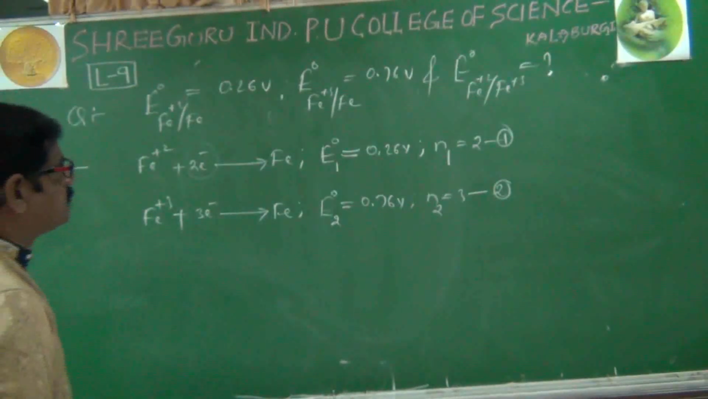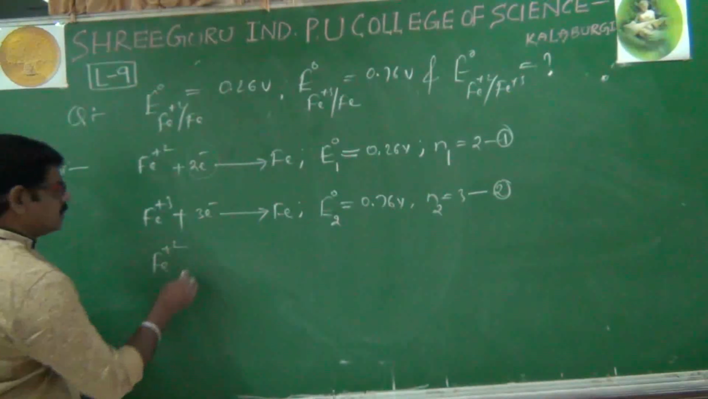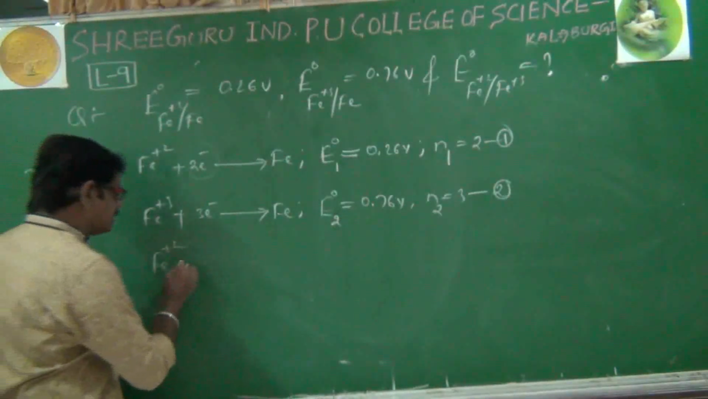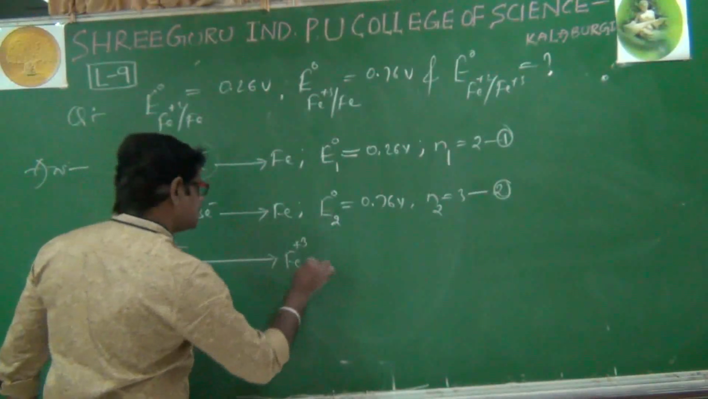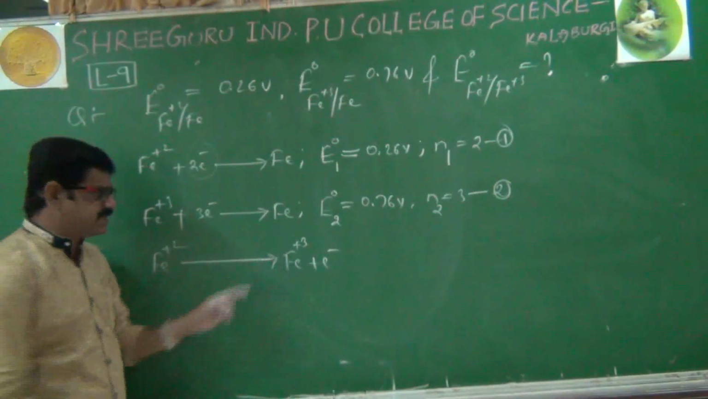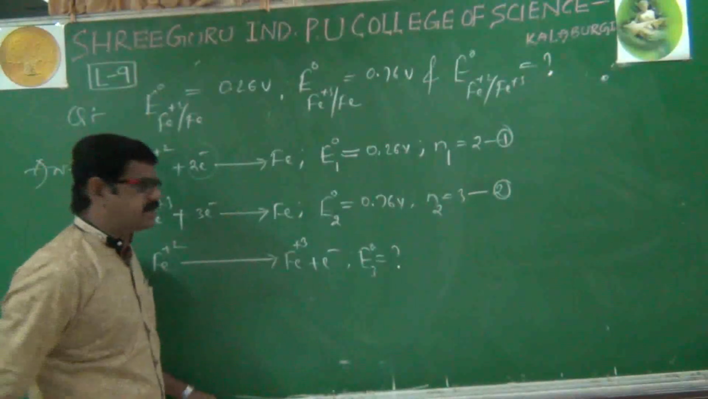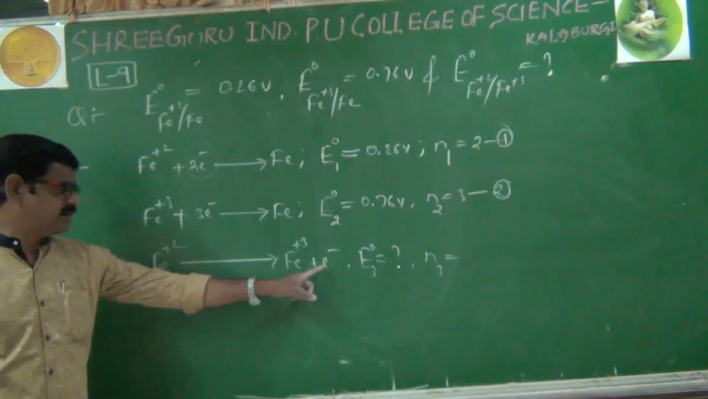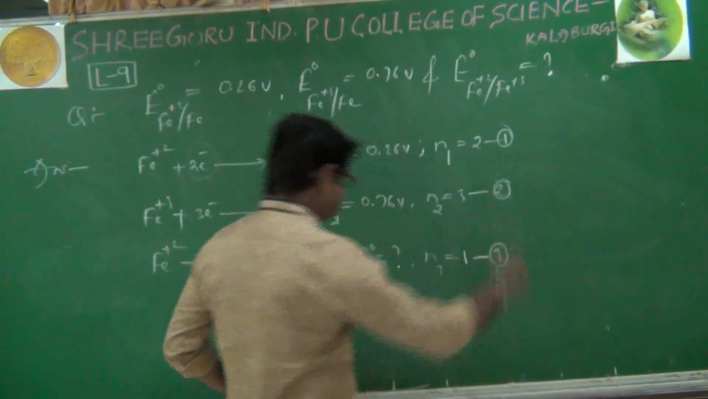Next, I will go to the third data, that is Fe plus 2, which is converted to Fe plus 3. Here it is losing electrons. Fe plus 2, by losing 1 electron, is converted to Fe plus 3, and our target is E0 3, the question mark, which is what we have to calculate. Of course here n3 equals 1, just 1 mole of electron involved. Say it is equation number 3.